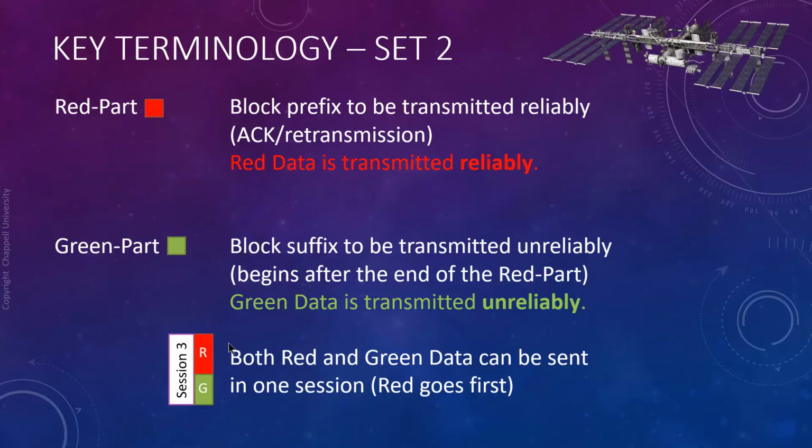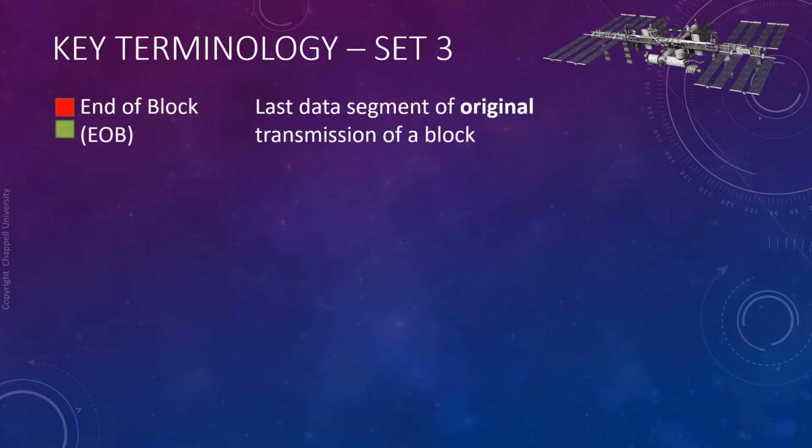At the bottom of this slide, you'll see that I have a session block here on the left-hand side, and it has both red and green data because a single session can carry both data types. The red data type goes first, the green data type goes next. Let's say you lose a couple of packets when transmitting the red data type. We are going to go through the process of retransmitting those. But if you lose something in the green part, it's not going to be retransmitted.